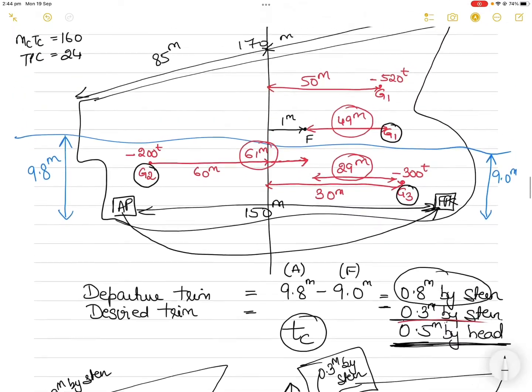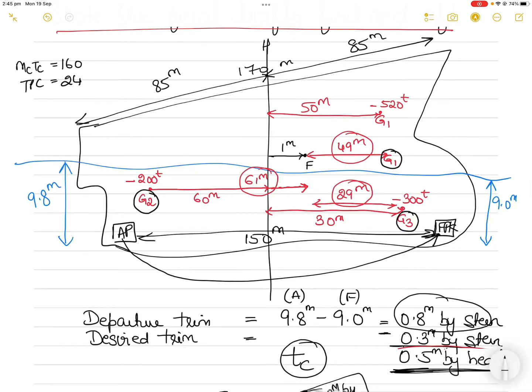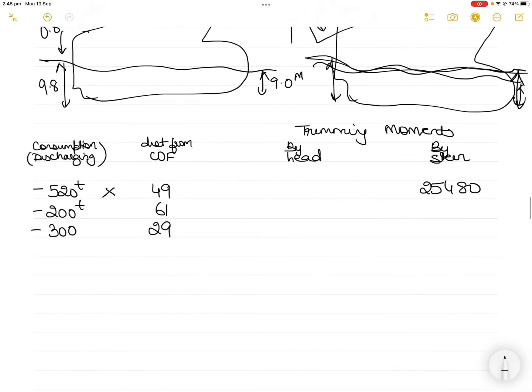Now 200 tons of HFO is being consumed from G2, that is being consumed from the aft part. So if the weight is being consumed from the aft part, the vessel will trim by head, because you are discharging something from the aft part. So aft will become lighter, so the vessel will trim by head. So in the second case, you will get a moment by head, 12,200.